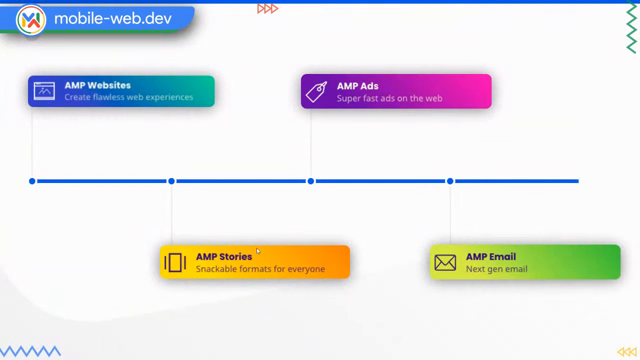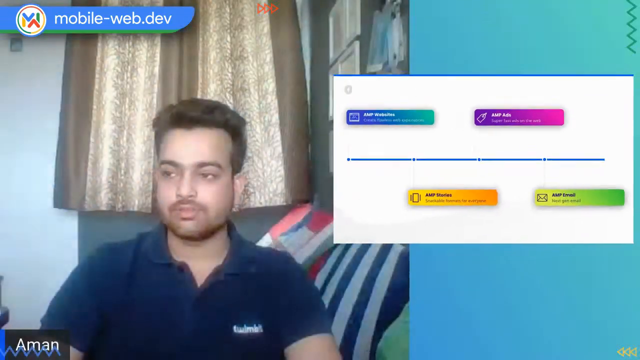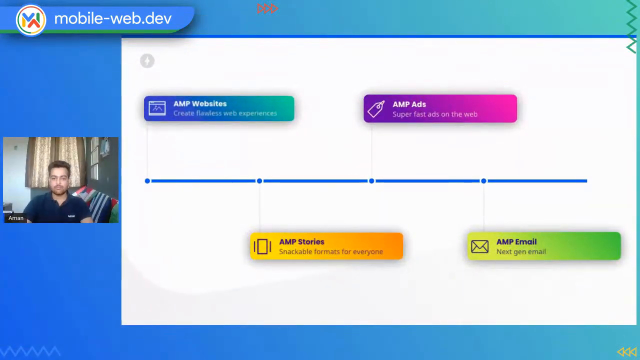So these are the four offerings that AMP actually offers. One is AMP websites, AMP stories, AMP ads, and AMP emails. We'll be covering the basics of all these things.